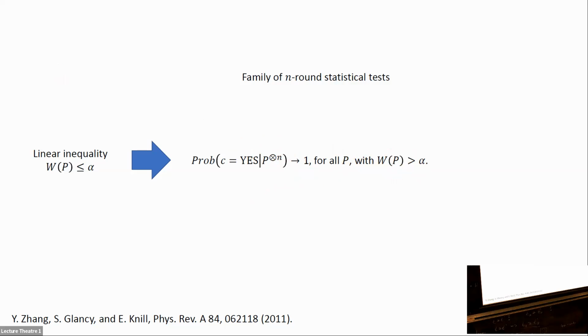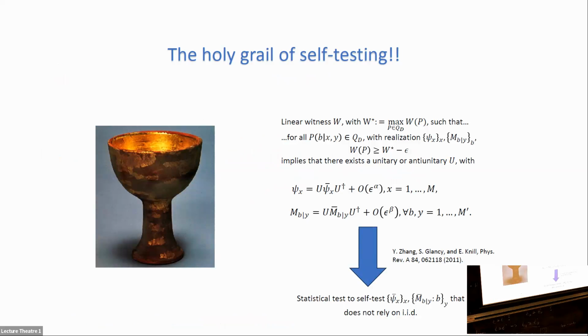Okay, it's not very complicated, but it's a very ingenious construction. I recommend you have a look at the paper. That's really cool, because it tells me that in order to prove self-testing in the non-IID case, all I have to do is to find a linear witness. You have to find a linear witness with this property, right?